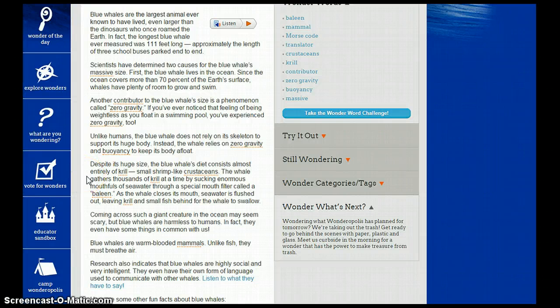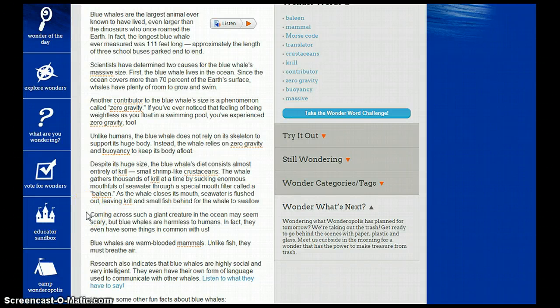So krill is small shrimp-like crustaceans. The whale gathers thousands of krill at a time by sucking enormous mouthfuls of seawater through a special mouth filter called a baleen. As the whale closes its mouth, seawater is flushed out, leaving krill and small fish behind for the whale to swallow. So it might look like it's eating or drinking all of the water, but this special mouth filter called a baleen filters out all of the water and leaves all the food in the whale's mouth to eat.